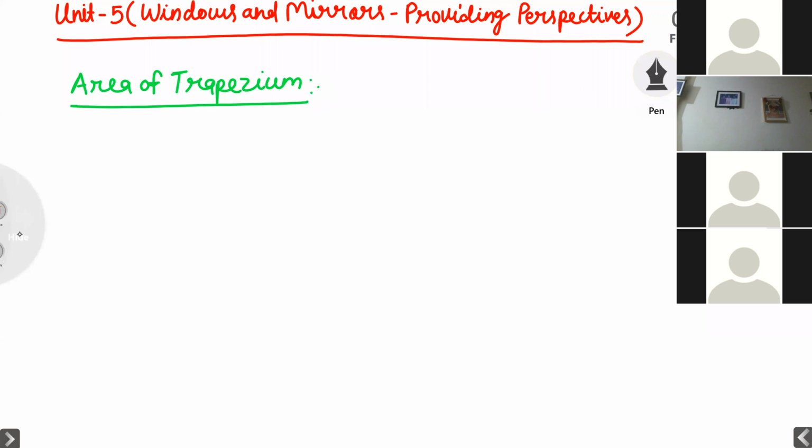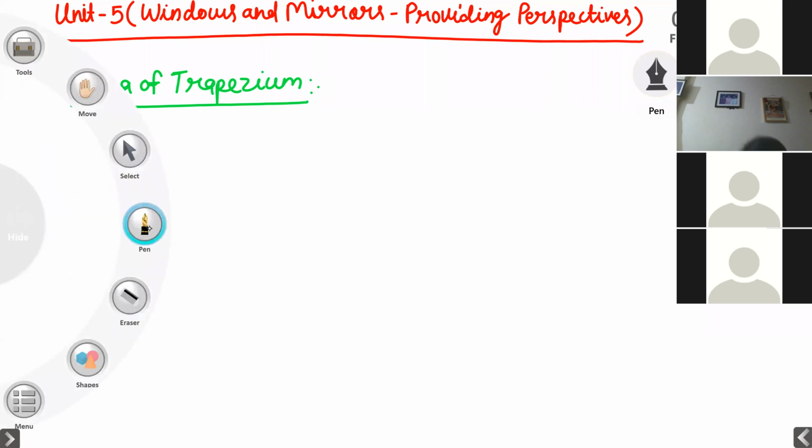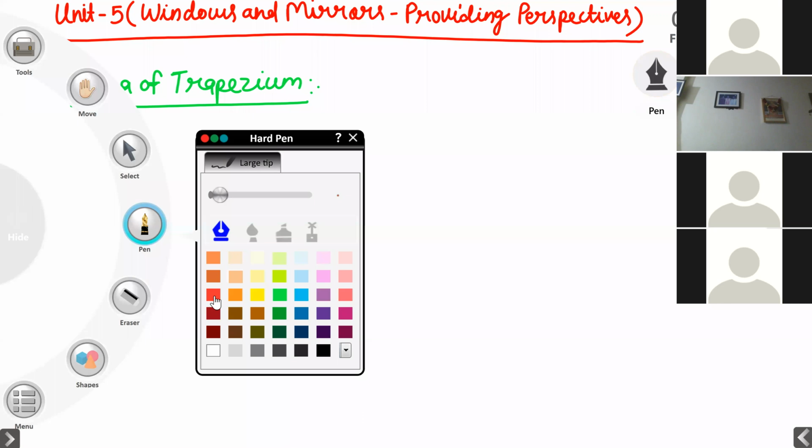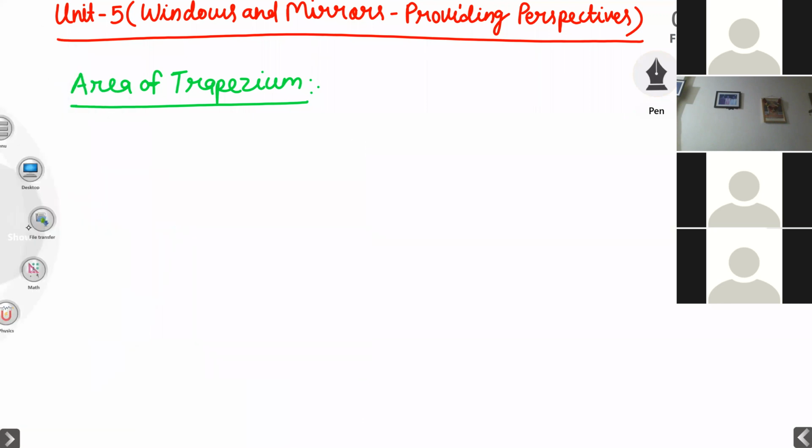Area of trapezium. Left side, keep the heading, everyone: area of trapezium.